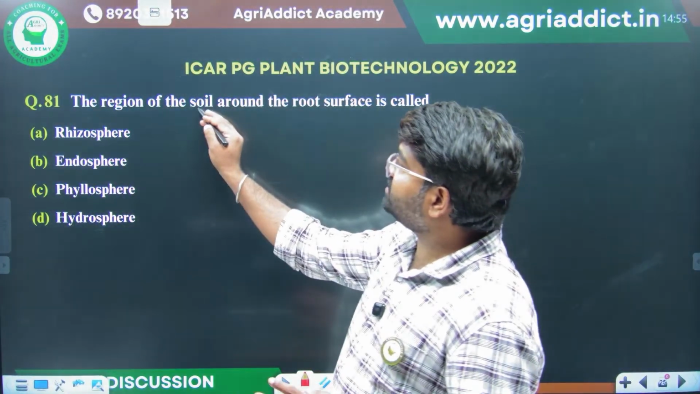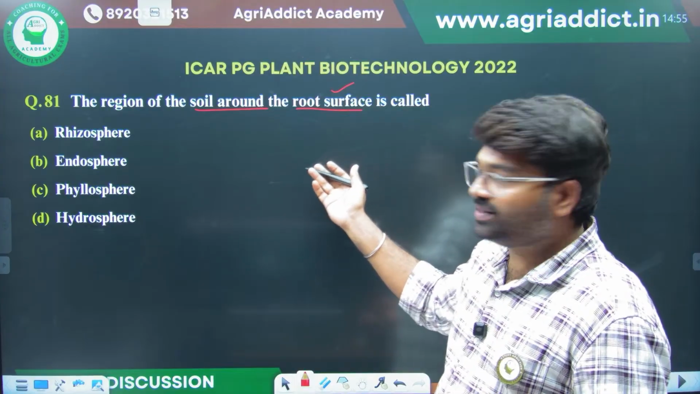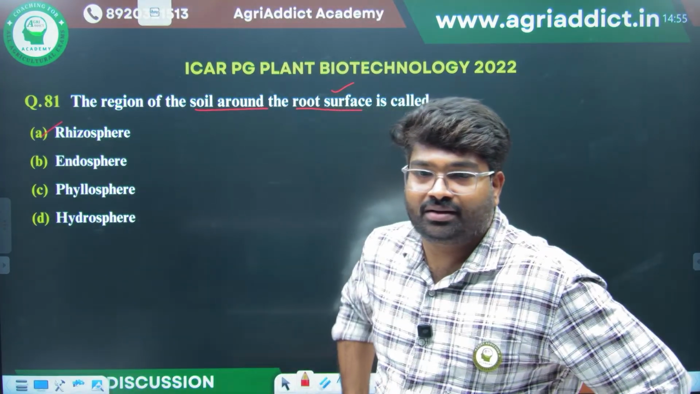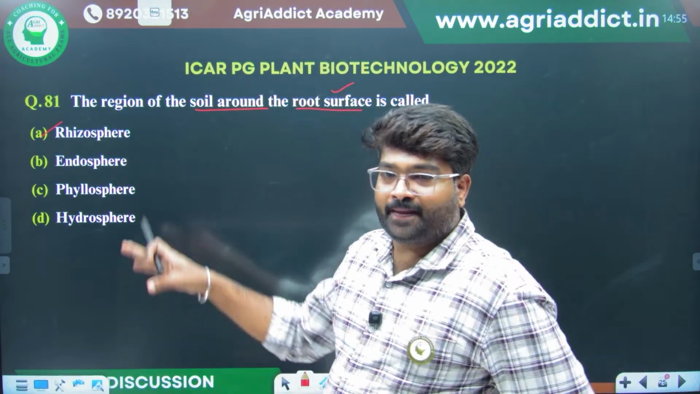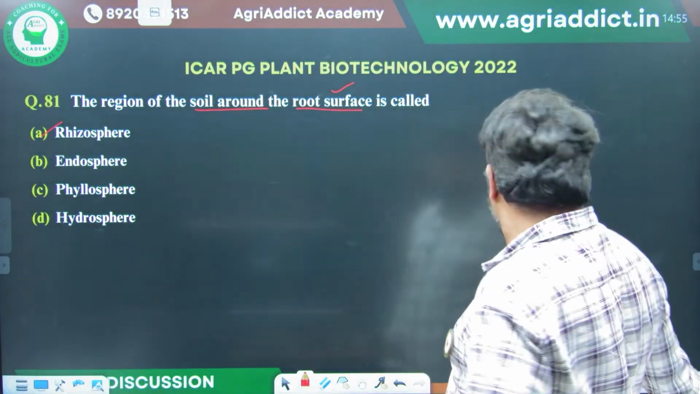The region of the soil around the root surface. Simple question. Rhizosphere is the region. This we know. This is a very simple question. Everyone will write it. The region of soil around the root surface is the rhizosphere.